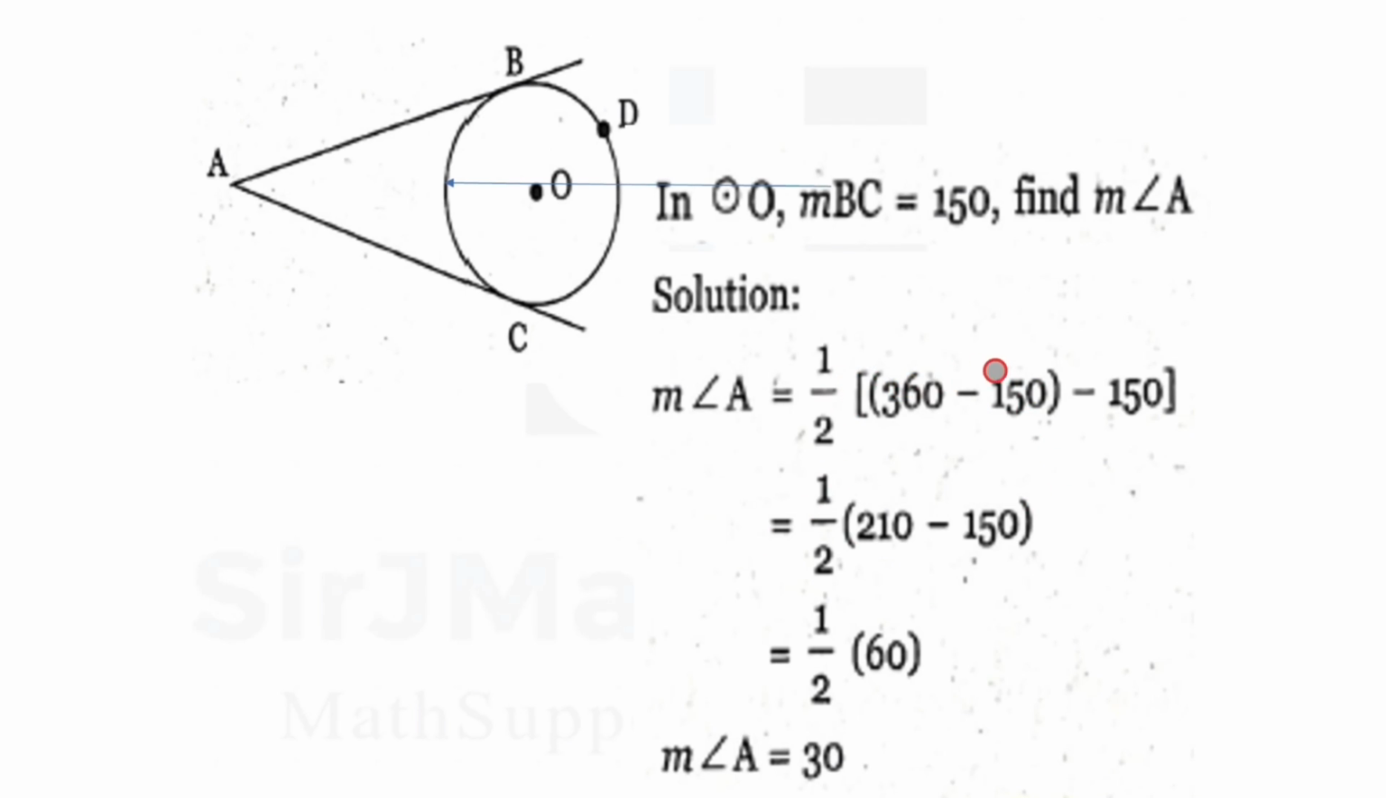So, 360 minus 150 is 210. Minus 150, just copy. Then, 210 minus 150 is equal to 60 multiplied by 1/2 or 60 divided by 2. The answer will be 30 degrees. So, this 30 degrees is yung nandito siya. That is the angle A.